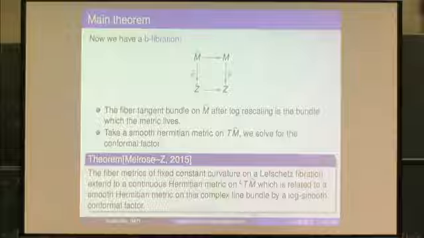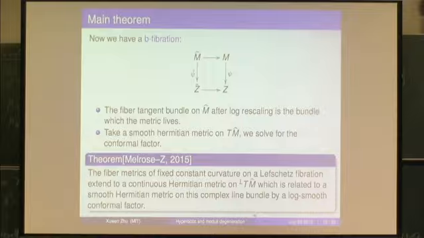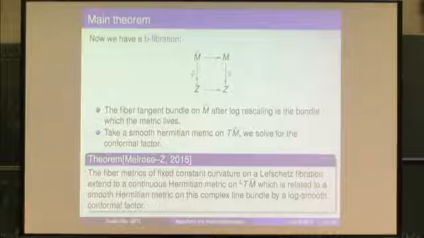So it's a continuous Hermitian metric on this log rescaled tangent fiber bundle, and is related to a smooth one by a conformal factor, which is essentially smooth. However, it can include log terms, which is log of the boundary defining function. So in original variables, it's like log t. So this is the main result.